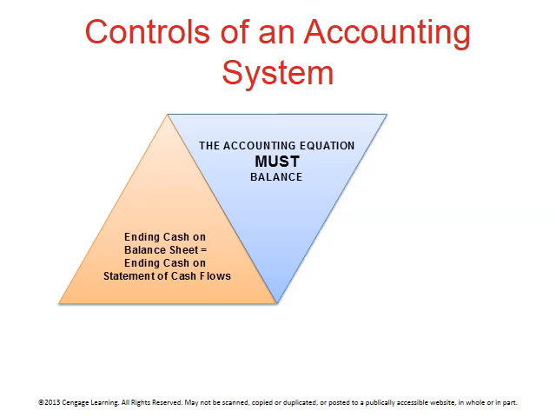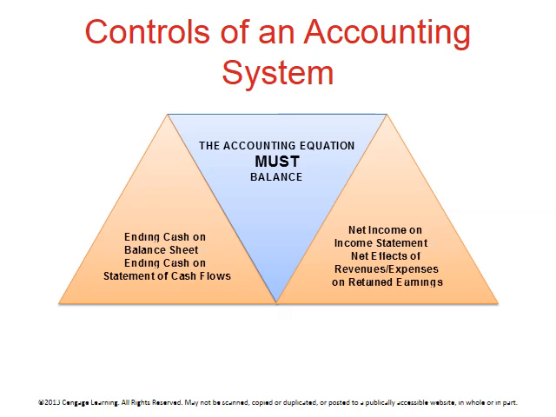Ending cash on the balance sheet always equals ending cash on the statement of cash flows. If these do not equal for some reason, something is wrong. Finally, net income on the income statement goes into the retained earnings statement. That's that interconnection we looked at on the previous slide. It always has to happen.